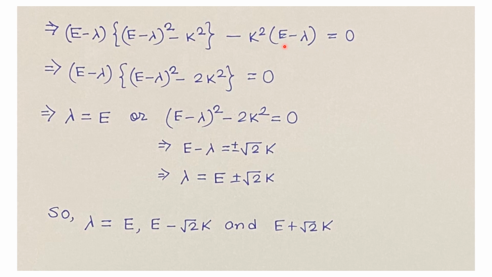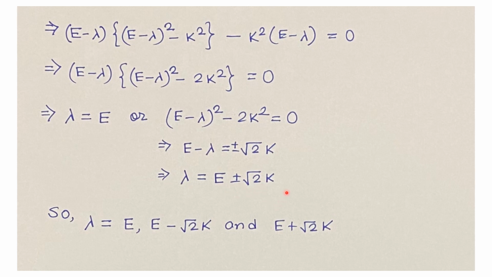So we can take E minus lambda common from this whole term. We'll get E minus lambda times E minus lambda whole square minus k square, and again we'll get a minus k square. So that will give minus 2k square, and that equals 0. From this equation, we can get either lambda equals E, or E minus lambda whole square minus 2k square equals 0. So E minus lambda equals plus minus root 2k, so lambda equals E plus minus root 2k.